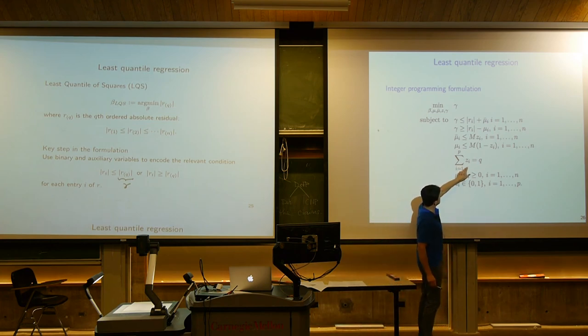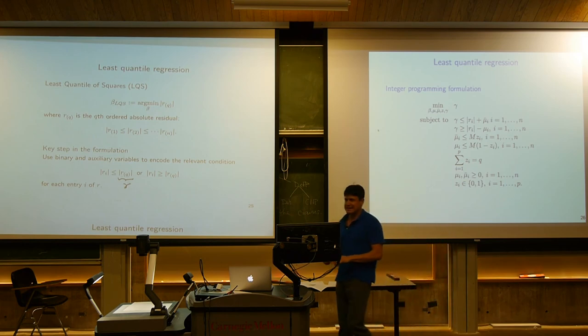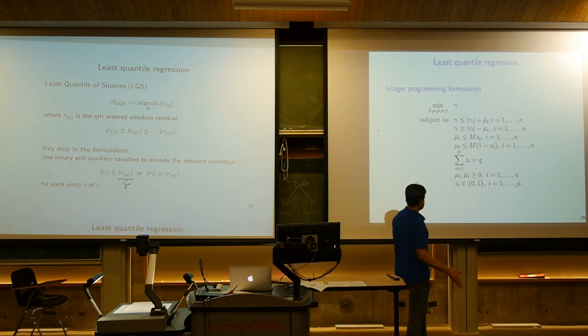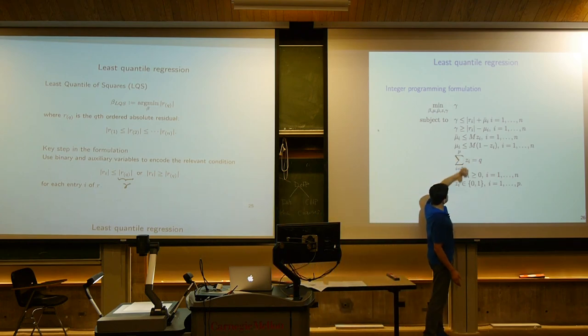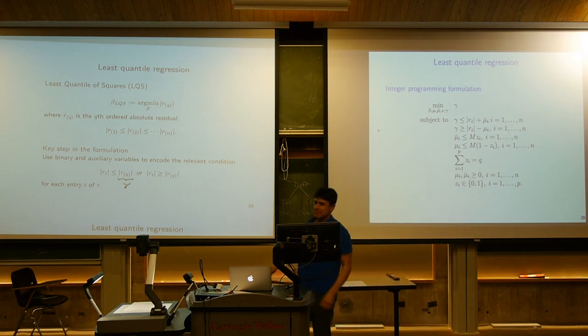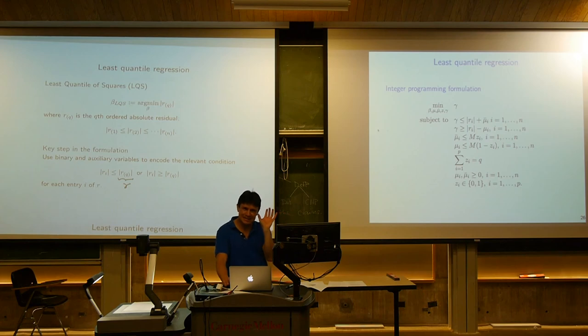Then the key is that z, the sum of the z variables, is going to be q. And that will indicate that the first q entries of mu bar will be allowed to be positive, and the last n minus q entries of mu i, too. So mu i and mu I bar are non-negative. The z i's are binary. And this entire thing now is our mixed integer programming model. As you can see, it's quite a bit more elaborate than the formulation that we saw earlier.